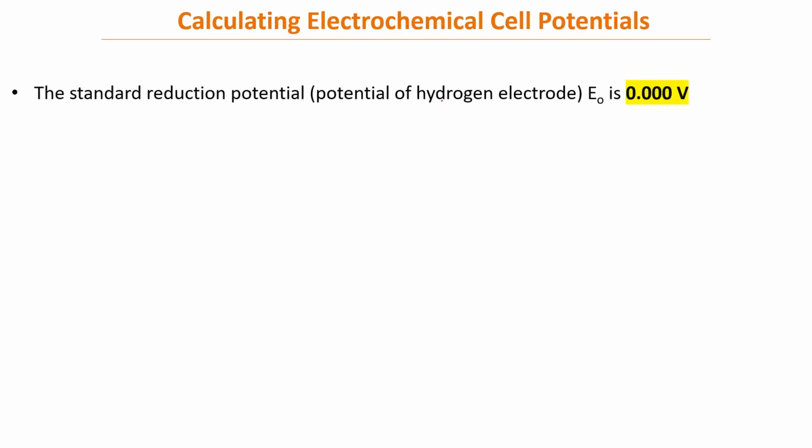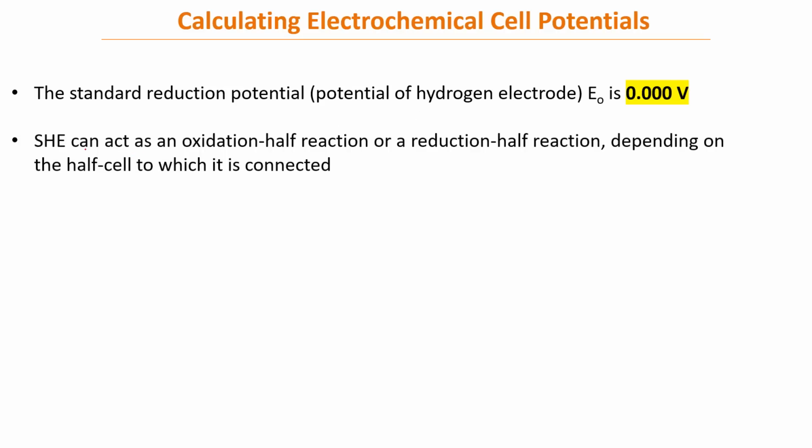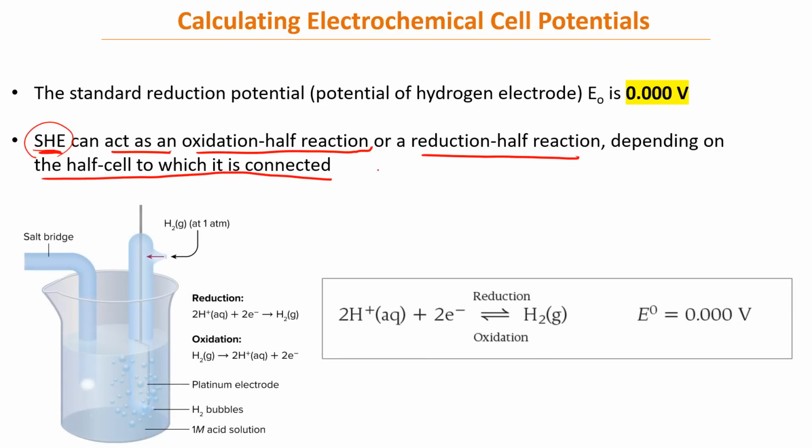So the standard reduction potential of hydrogen is 0, and the good thing about the SHE, or the standard hydrogen electrode, is that it can be both the oxidation half or the reduction half depending on the half cell to which it's connected. يعني مثلا إذا أنا حطيت الZn مع الهيدروجين، هذا Zn, and here I have hydrogen and here Zn.